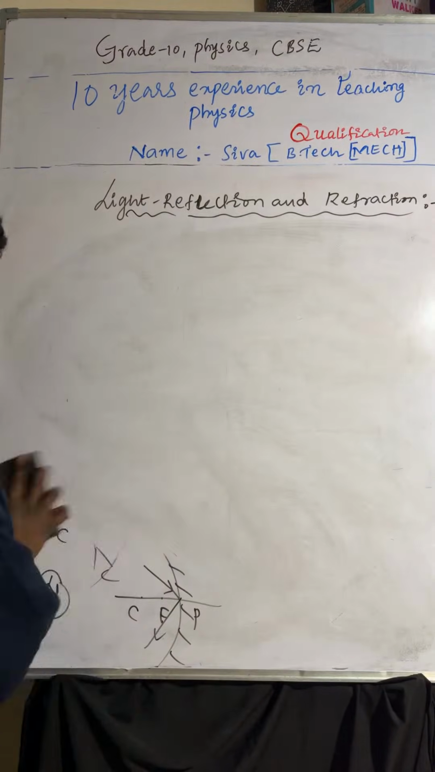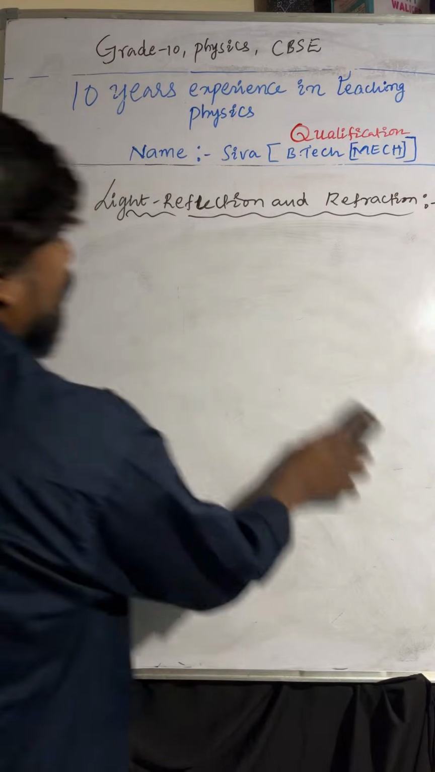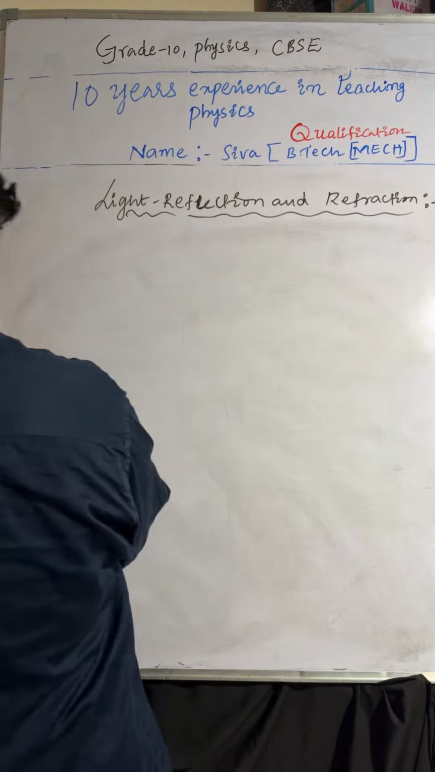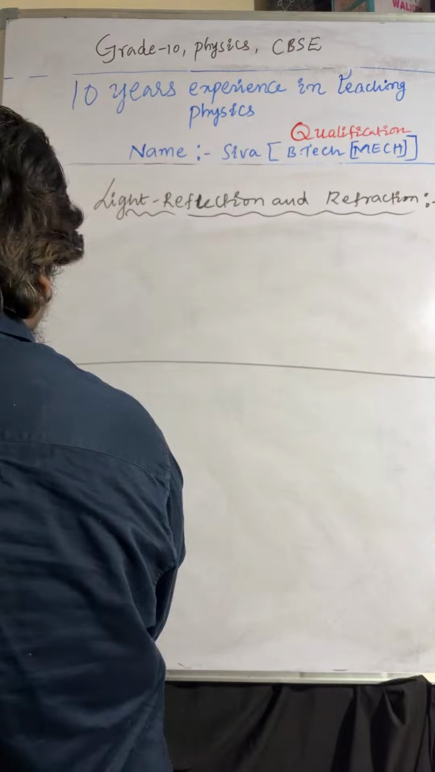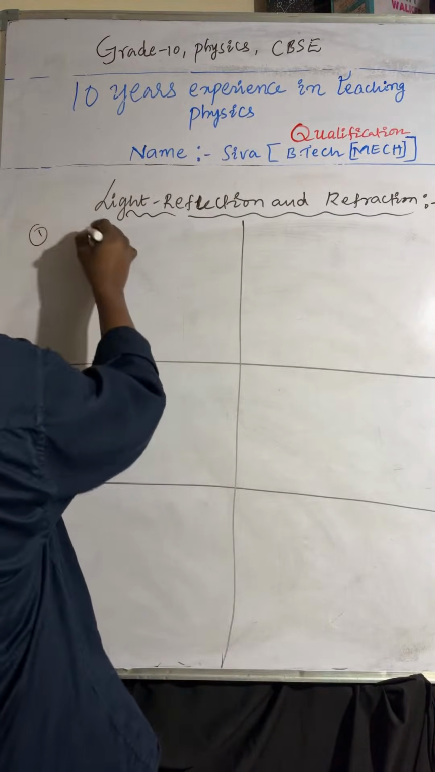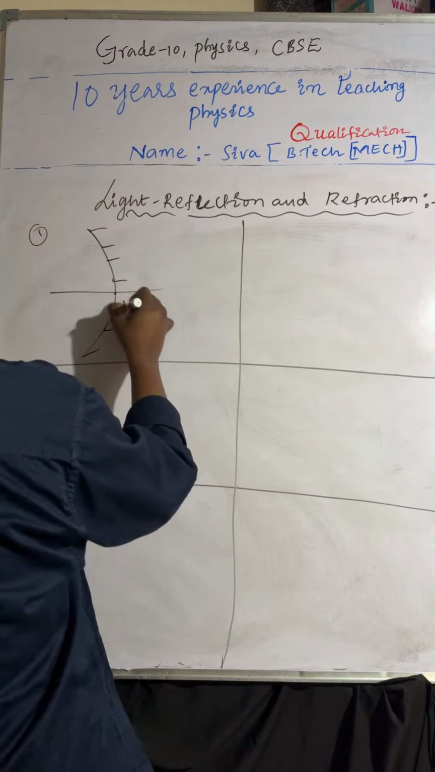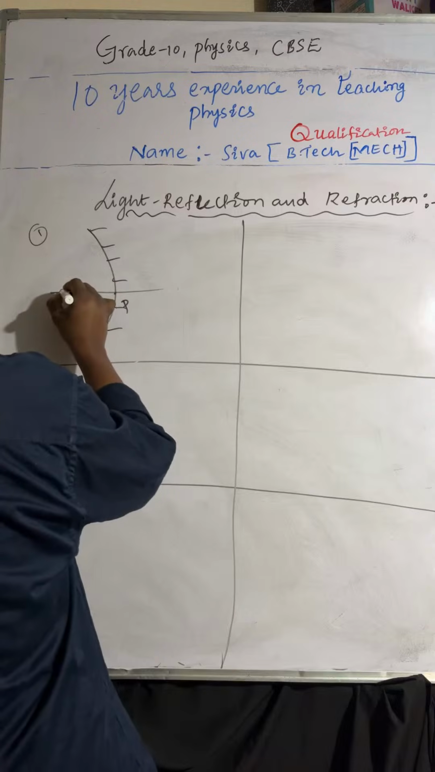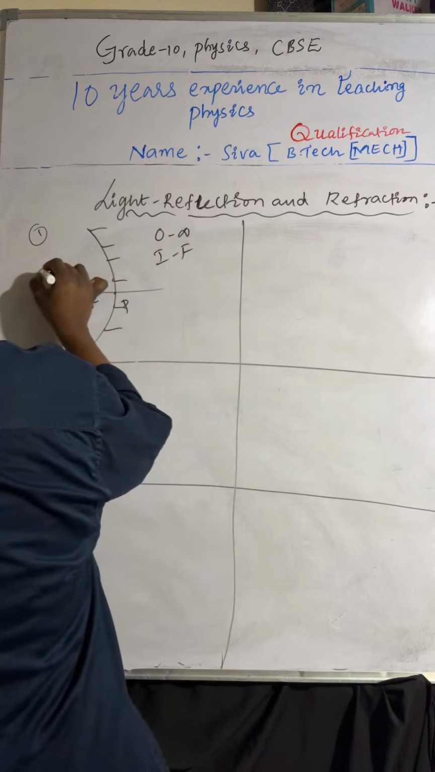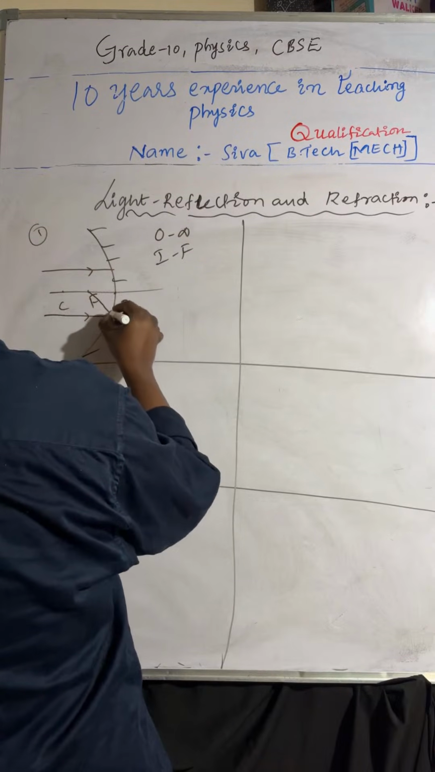Okay, so we'll discuss spherical mirrors and image formation. The first one is the concave mirror. With the pole, focus, and center of curvature marked, the object is at infinity, and the image is forming at the focus. Coming to the second one.